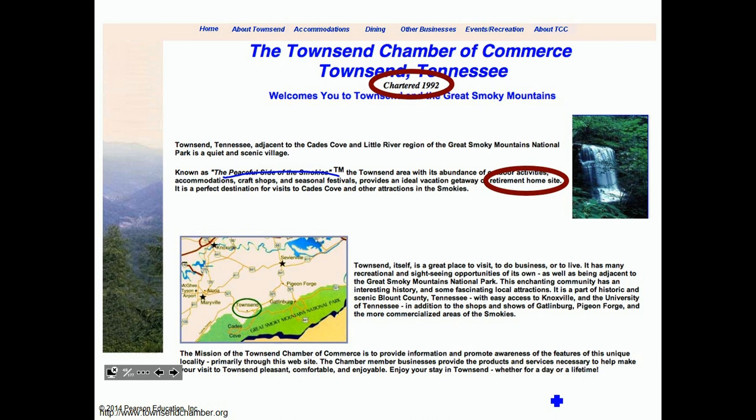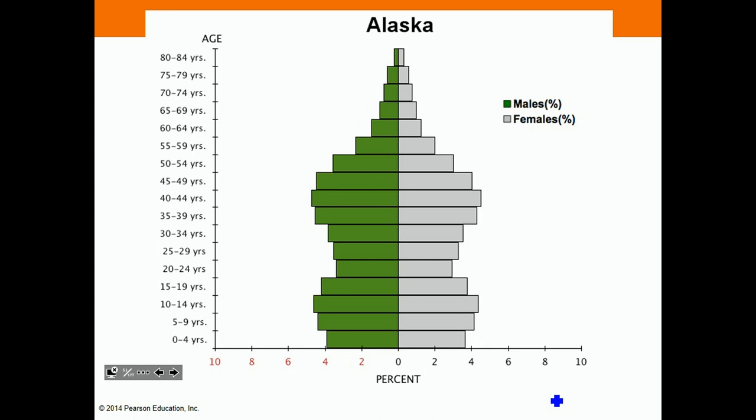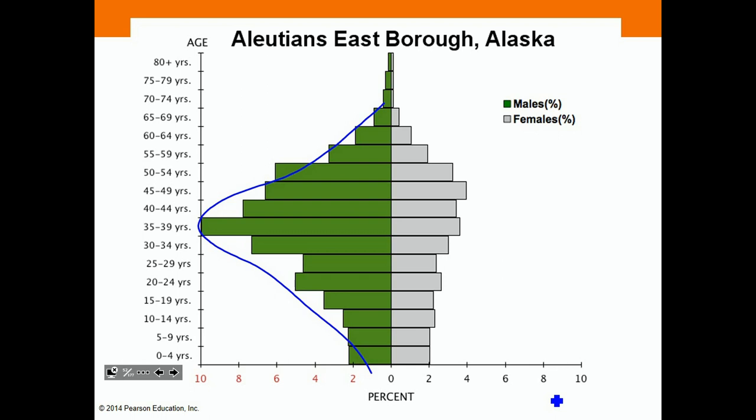And here's another example, I guess. We're looking at other examples of local scale population pyramids. Don't want to spend too much time looking at the specifics of these pyramids because I want y'all to get the gist of it, and I still have to talk about the demographic transition. Alaska, this is the Aleutians East Borough of Alaska, almost entirely men.